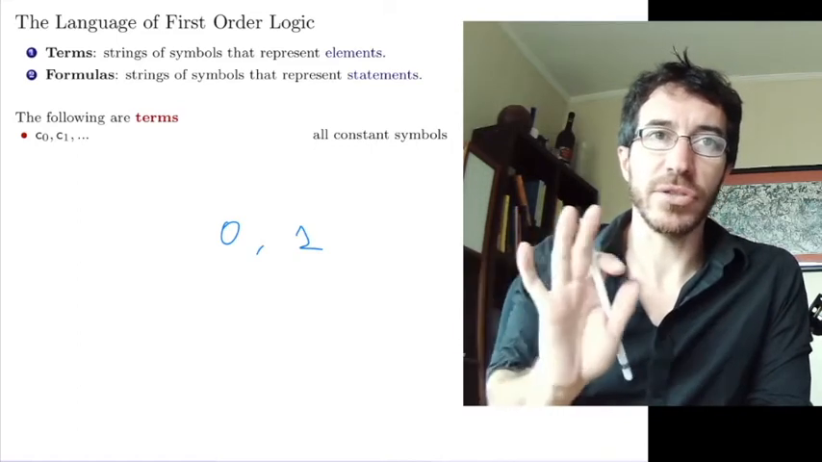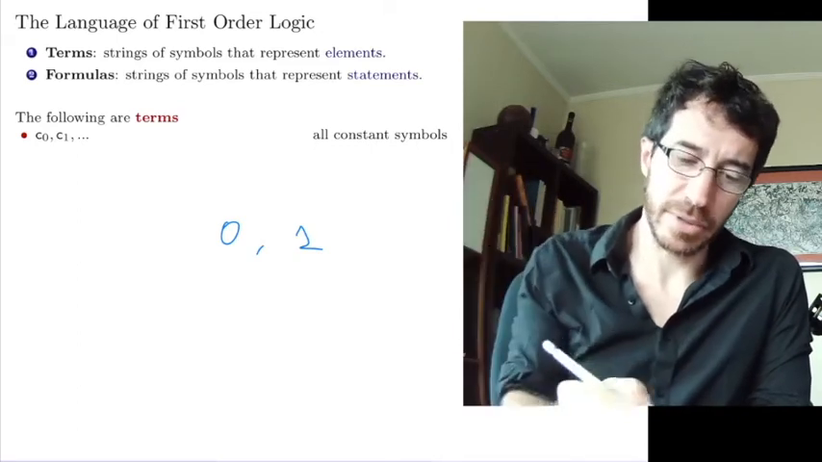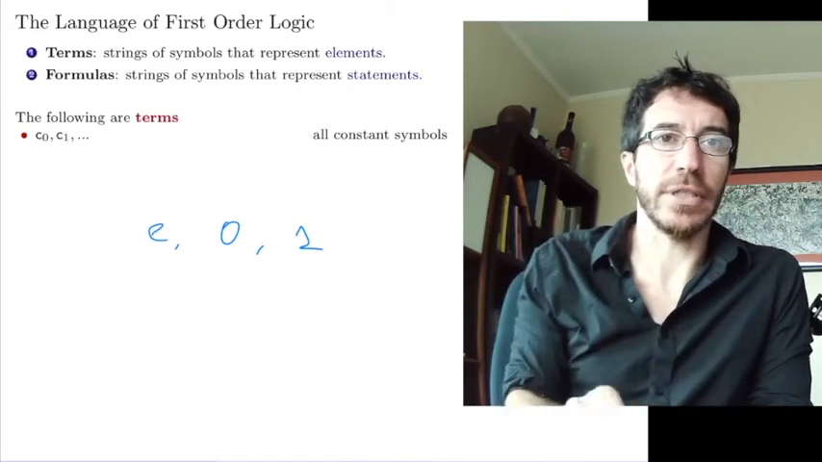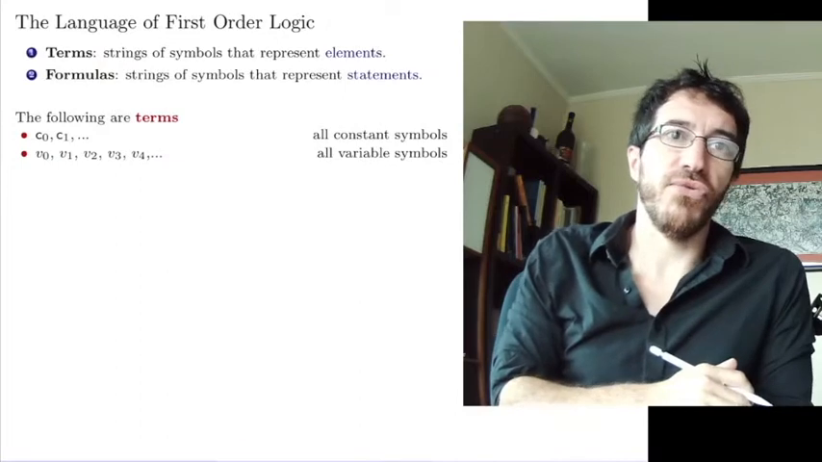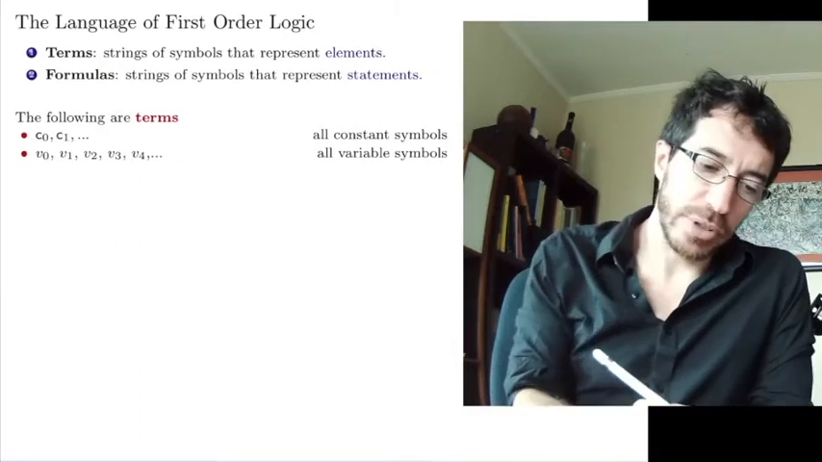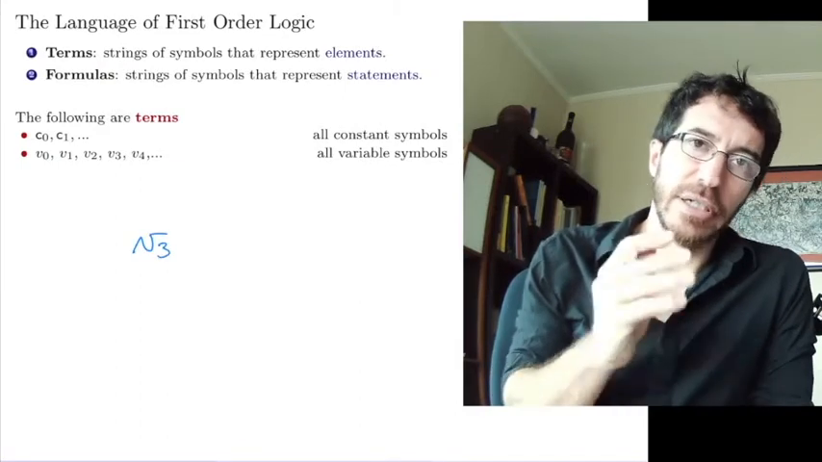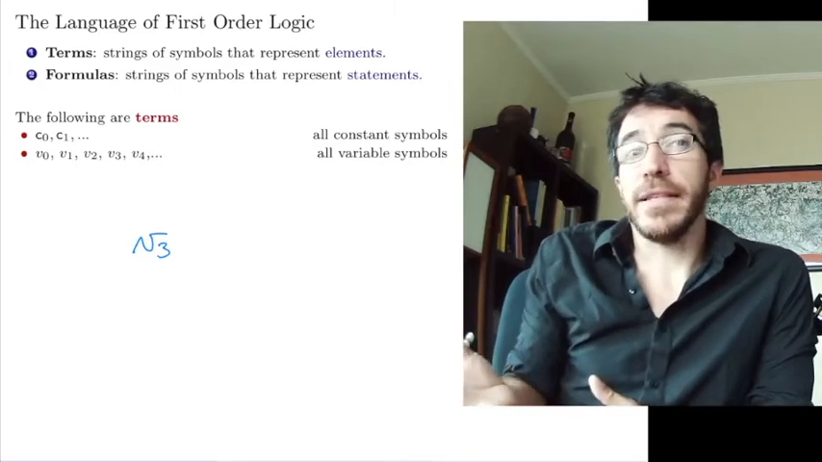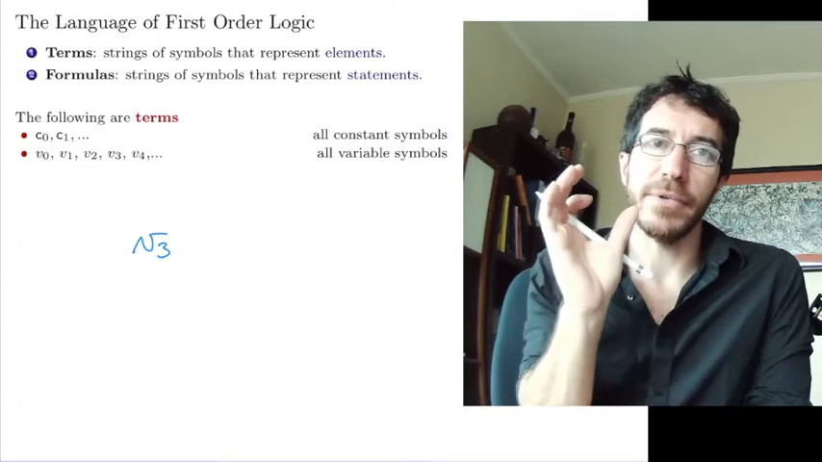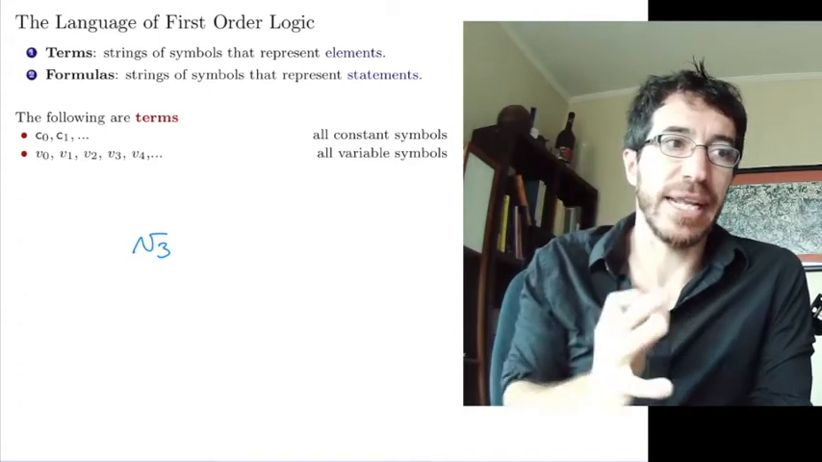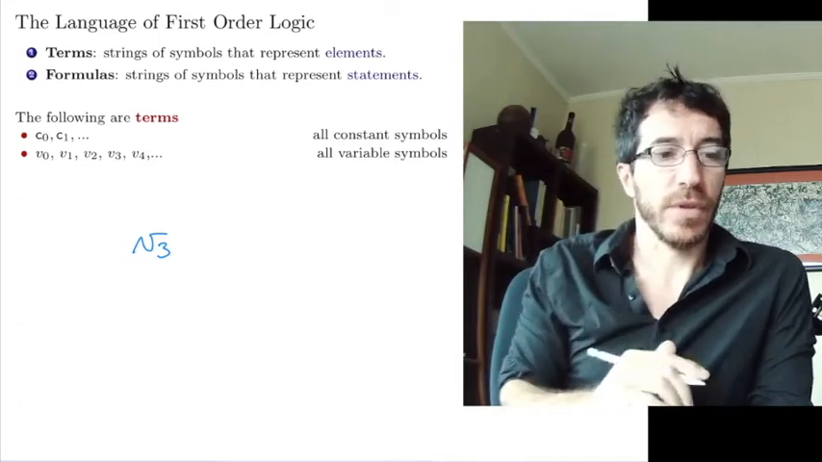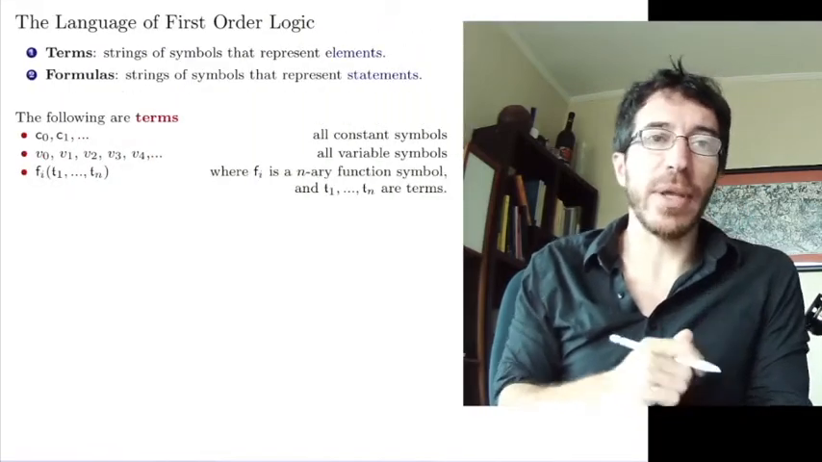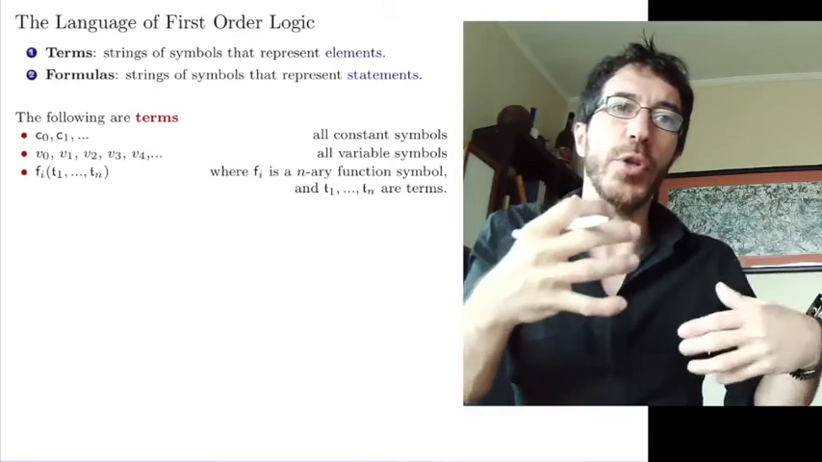They represent elements, so you can put them by themselves and they are terms. And also E in the previous example is a term. Variable symbols, you can also put a variable symbol by itself and it's a term. It's representing an element. We don't know what the element is because it's a variable, but still, it's a term, all right? So it's representing an element, not a truth value.